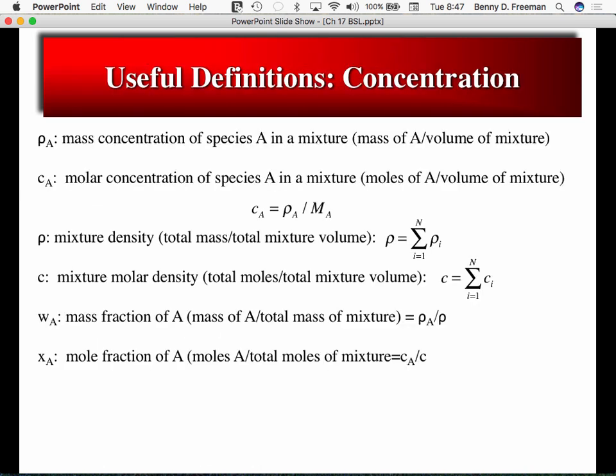We're going to probably end up a little early today because I just want to go over some basic definitions of concentration and flux and so forth.